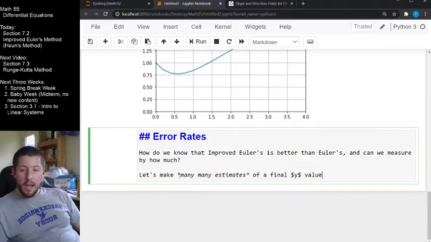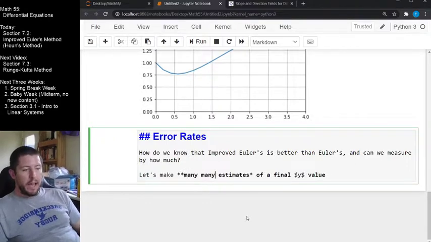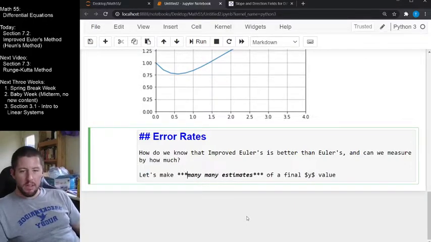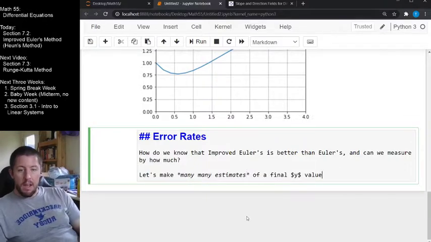Notice, by the way, individual asterisks surrounding text italicizes, double asterisks bold, triple asterisks bolds and italicizes. Cool little typesetting stuff going on right there.